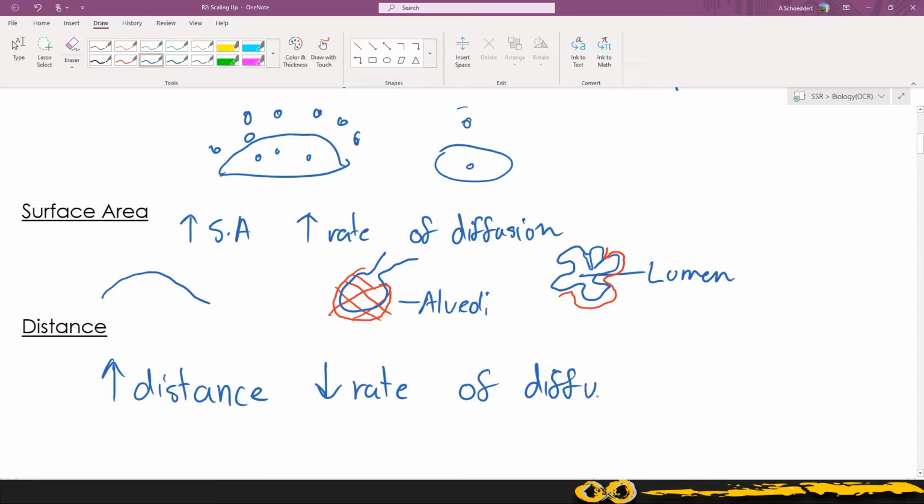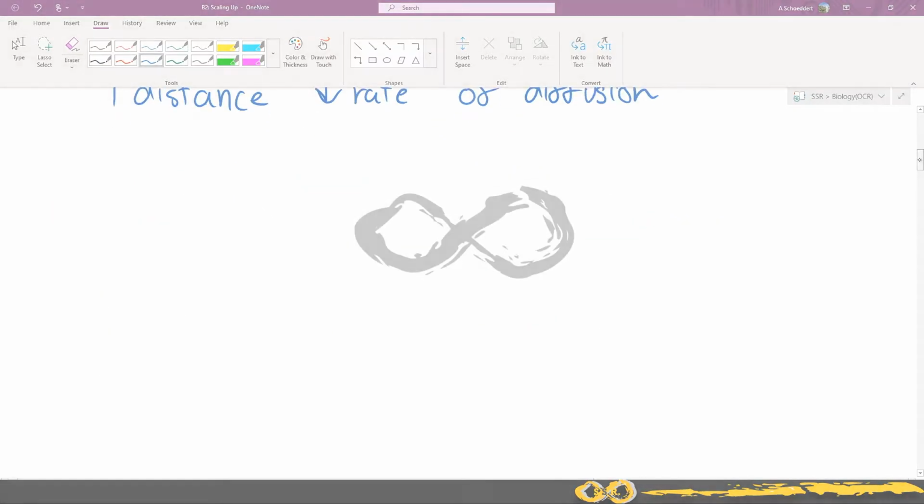If your body is trying to increase the rate of diffusion, then it's going to want to make sure that those blood vessels are really, really close to the surface there, and that diffusion is able to happen rapidly.